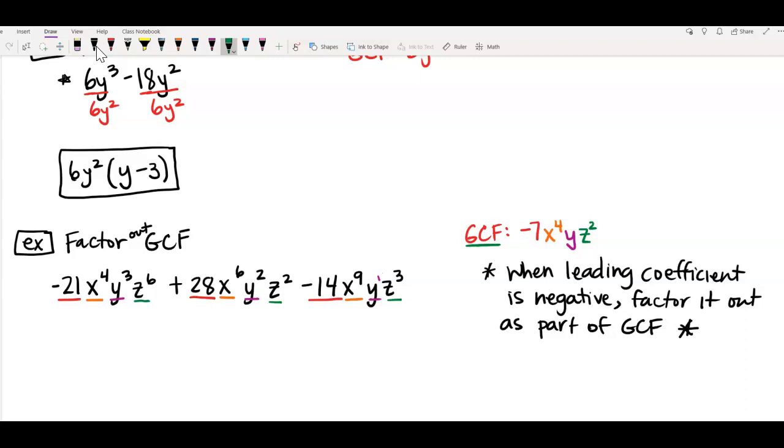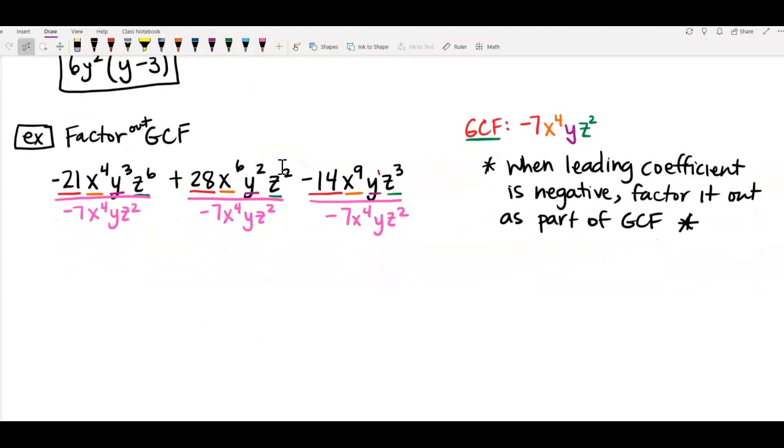Yes. Okay. So now remember, once we figure out what that GCF is, I'm going to take and divide every single part. So I'm going to divide each of these terms by the GCF that I just came up with. So I'm going to divide this first one by negative 7, x to the 4th, y, z squared. And the same thing on all these other ones. Right? Dividing them all by the GCF. Okay, so now let's look and see.